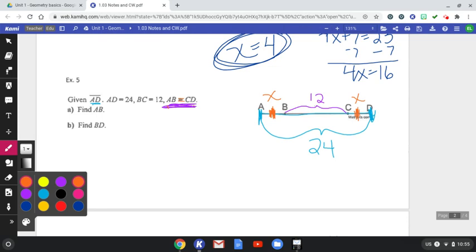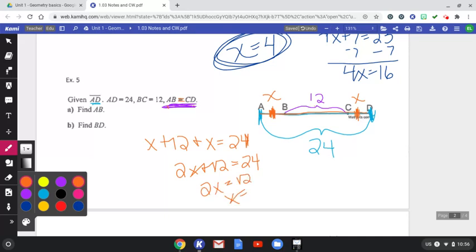Well, these three pieces, A to B, B to C, and C to D, all add to 24. So we're going to write an equation: X plus 12 plus X equals 24. Combining like terms, we have 2x plus 12 equals 24. Sorry for my handwriting. My Chromebook is kind of skipping out on me. Subtract our 12 over, we get 2x equals 12, and we know x to be 6. Okay, so replacing each of those x's, this one is now 6, and this one equals 6.